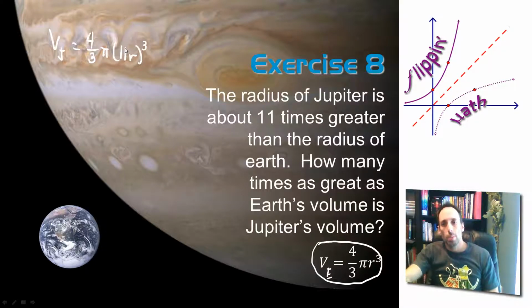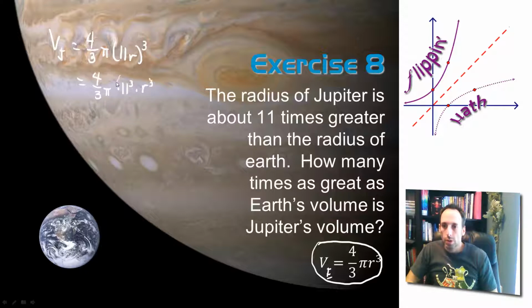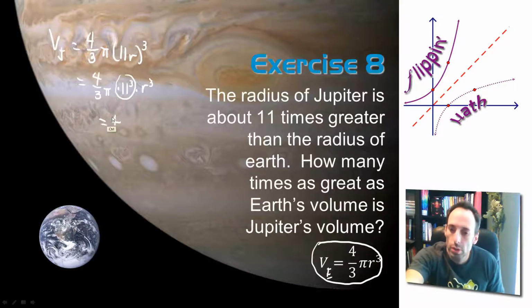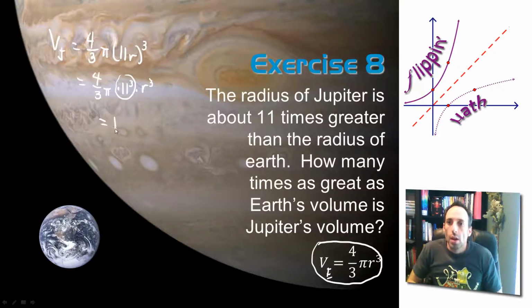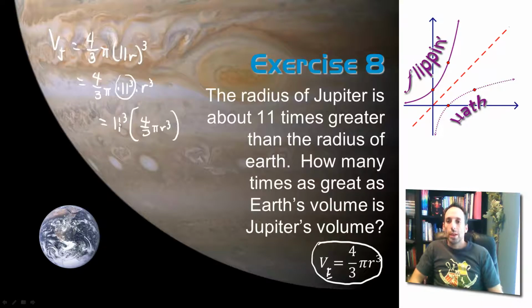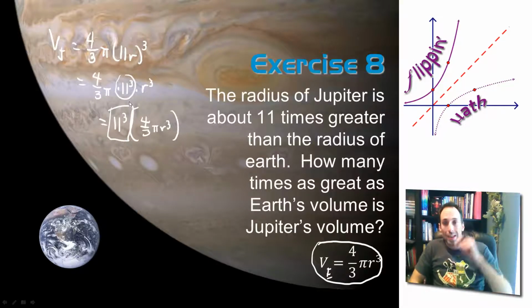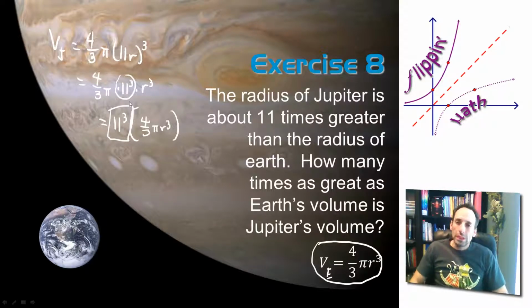So I get to use the power property on this one, and each one of the things inside the parentheses has to be raised to the third power. So this is 4/3 pi times 11 cubed times r cubed. Let's go ahead and bring this 11 cubed out front, because it's what distinguishes this one from the one for the Earth. So this is 11 to the third power times 4/3 pi r cubed. So I can clearly see that the volume of Jupiter is 11 to the third times bigger than the volume of the Earth. 11 times 11 times 11. That's really, really big.